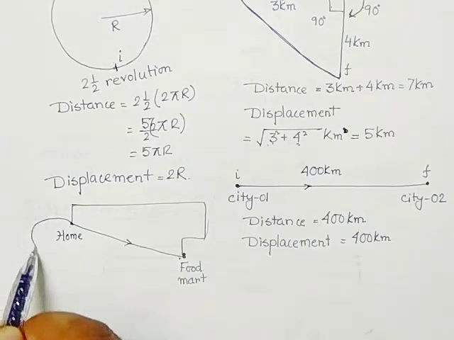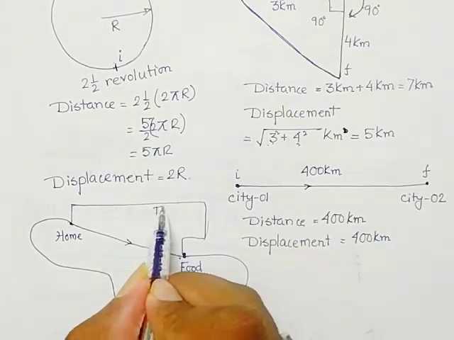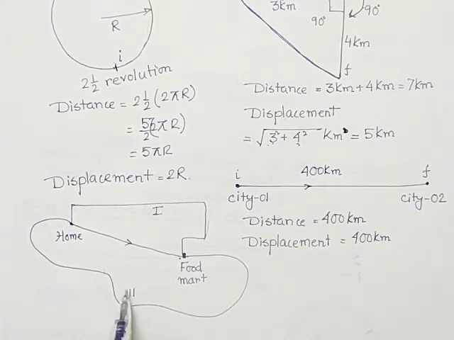Maybe you take some different path like this way to reach the food mart. Your path is changed then. If I say this is path 1 and this is path 2, then path 1 and path 2 are different. But the displacement will not change.